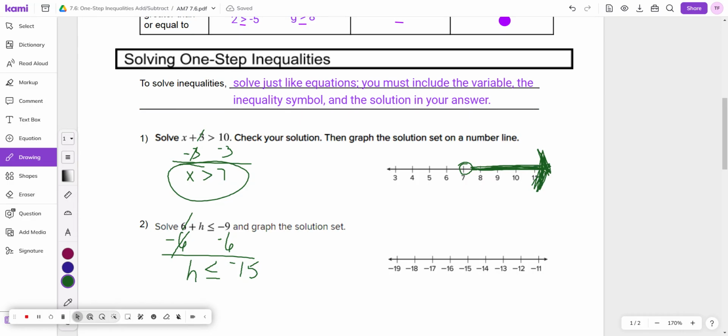Going over to the graph, I'm going to put my circle at negative 15, but I notice my inequality is less than or equal to, which means I have to put a closed circle. So I'm going to do the best I can to really shade it in there. That looks pretty good. Now I'm going to go back and I see that the inequality symbol is opening towards the number. So what that means is the number is bigger than the variable. The variable is smaller than the solution. So that means I'm going to shade to the left. Again, don't forget to put your arrow, so that looks much better.